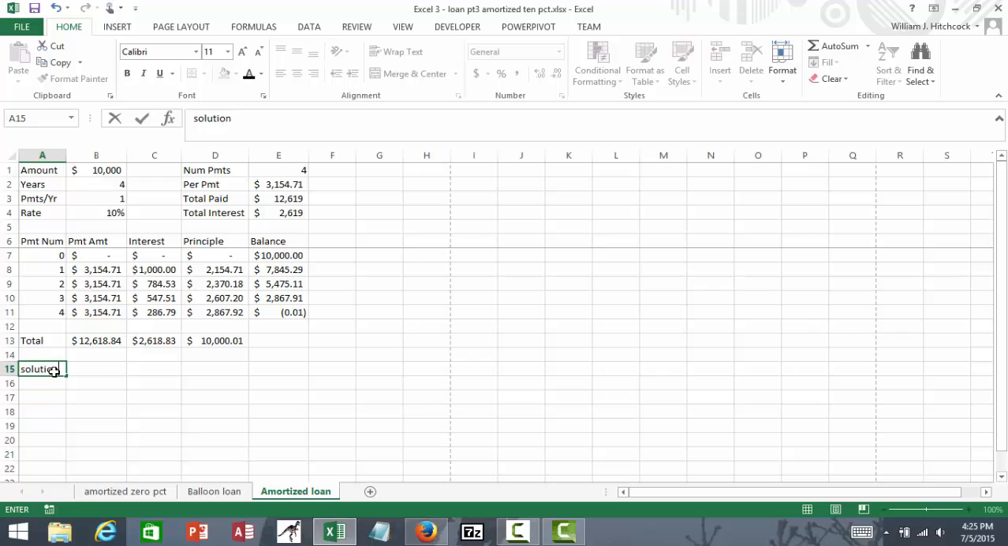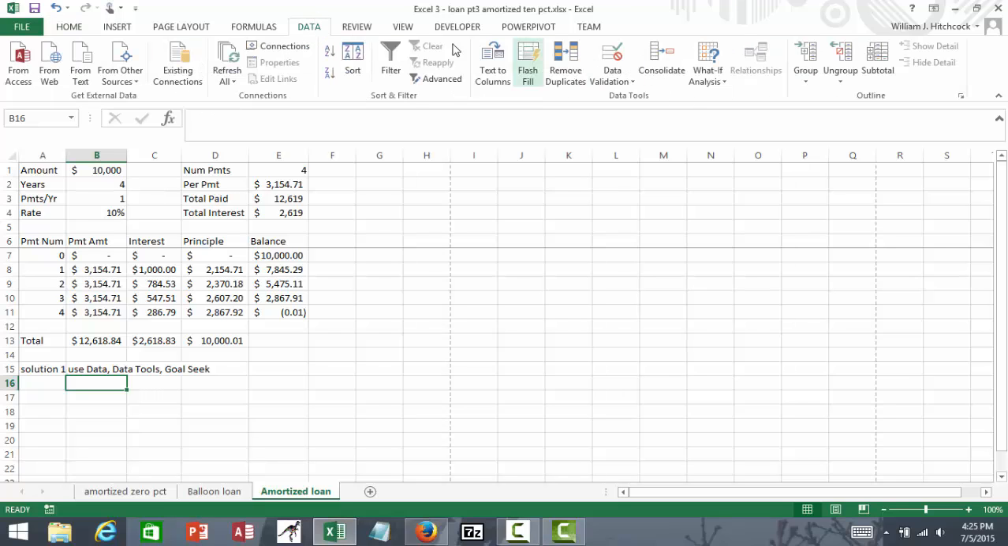So we'll say solution 1, use data tools, Goal Seek. And we'll check and make sure that that's right. So it's Data, the group is the Data Tools group, What-If Analysis, Goal Seek. So we'll plug that in here.